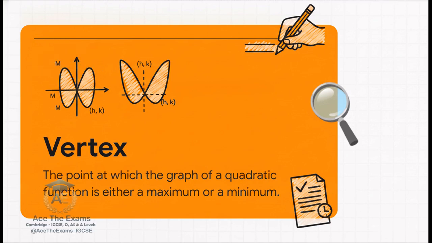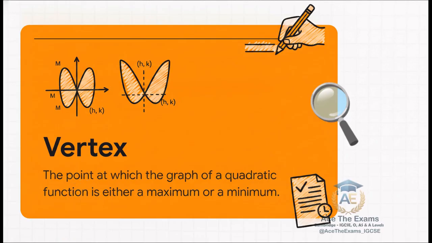If your main clue is the absolute tip of the parabola, we use the vertex. By definition, the vertex is the point at which the graph of a quadratic function is either an absolute maximum peak or an absolute minimum valley. And in math, we universally label the coordinates of this point as (h, k). When a quadratic is written in the completed square form, these coordinates are practically handed to you on a silver platter.